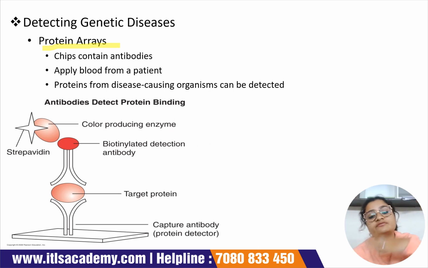Okay, so either it's a fluorescent probe or it's a color producing enzyme, because when we are visualizing, when we are trying to interpret the result, it's very important that there is a kind of change which we can detect visually, which we can detect qualitatively. Okay, and what better than seeing any kind of color change, isn't it? So that's why we always prefer a fluorescent probe or a color producing enzyme.